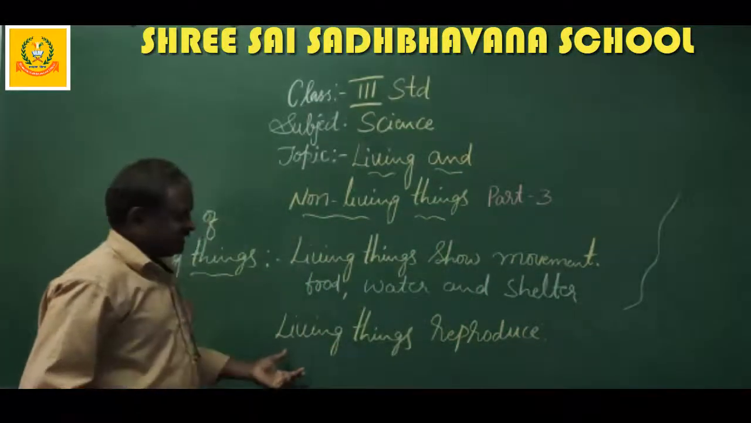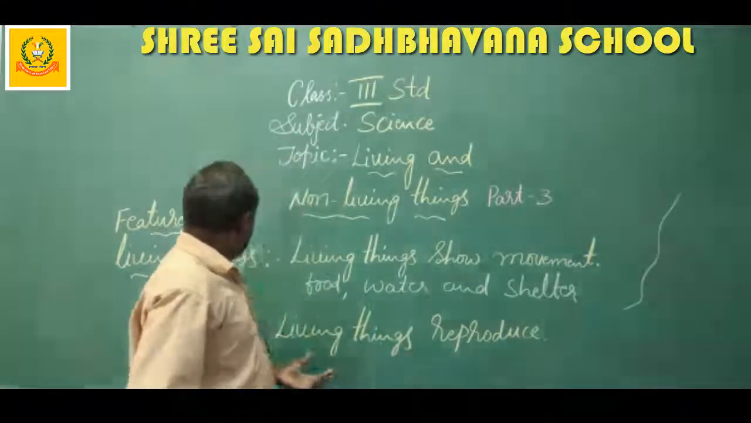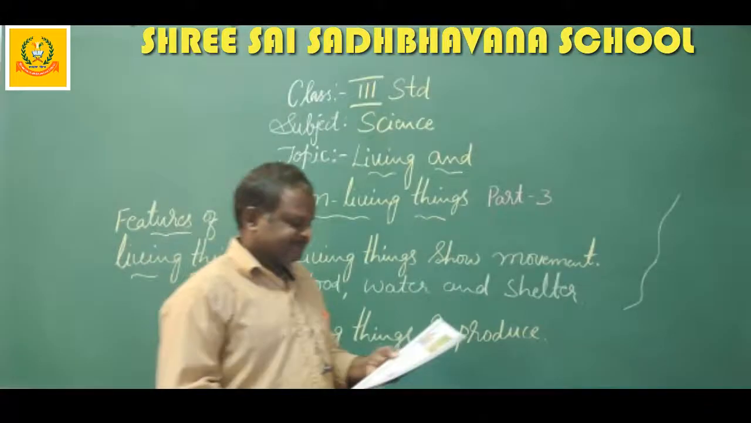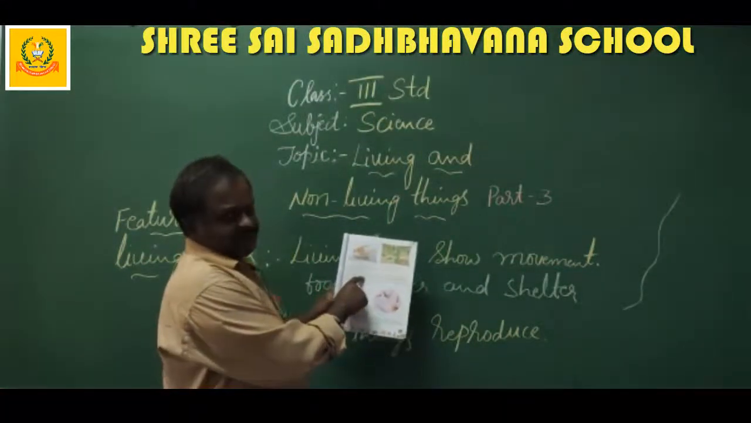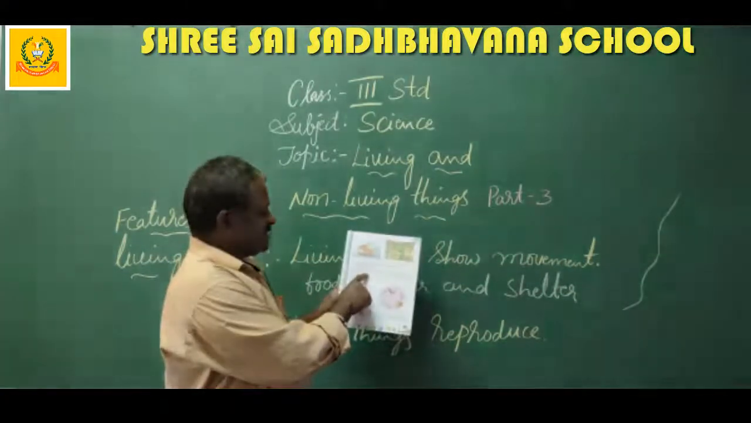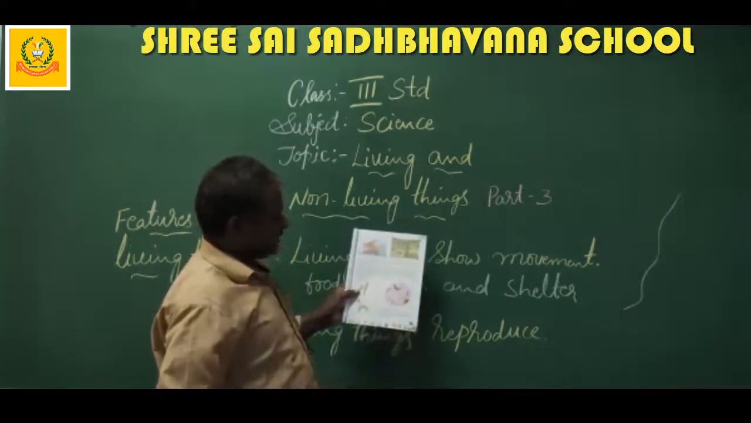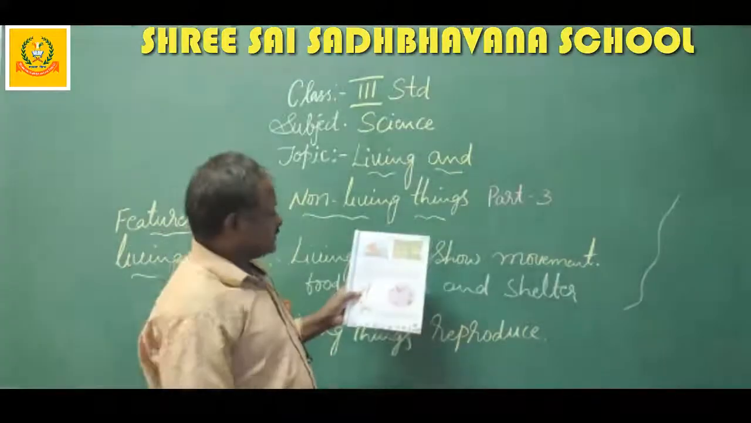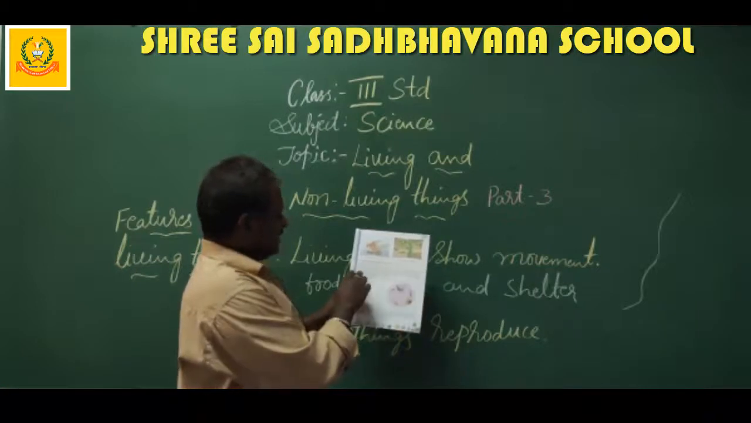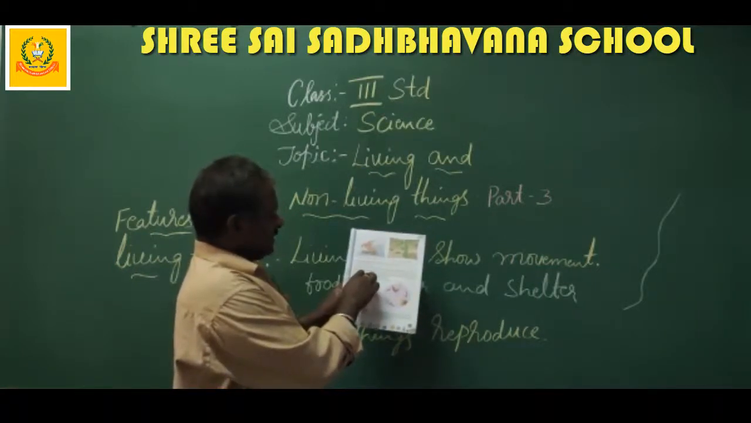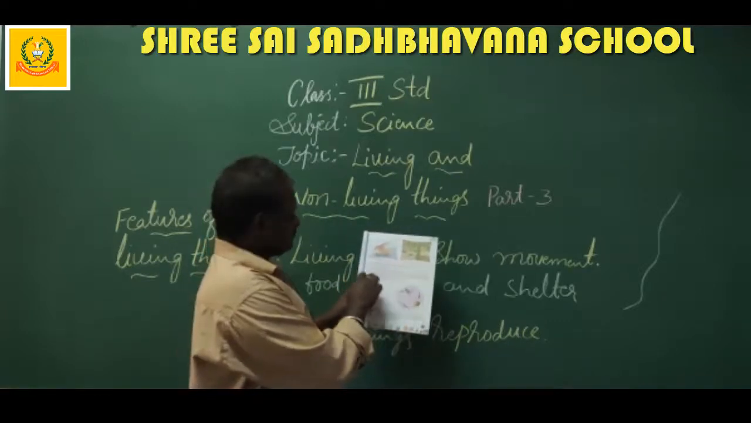Next, living things reproduce. The next characteristic is living things reproduce. I will read the paragraph. Living things have life cycles. So reproduction is an important part of their life. All living things are capable of reproducing their own kind.